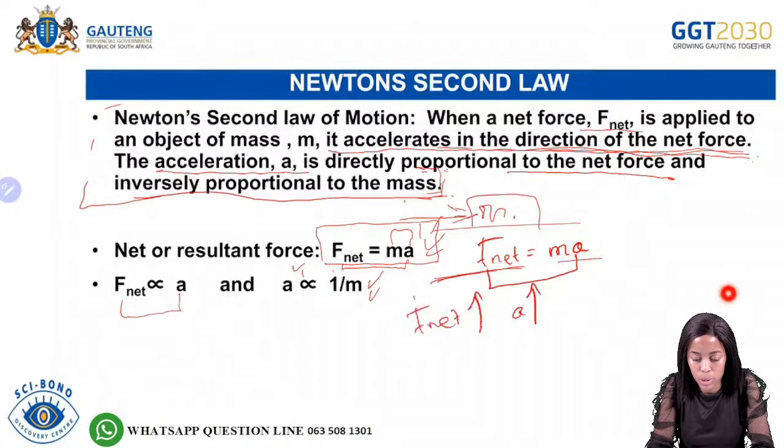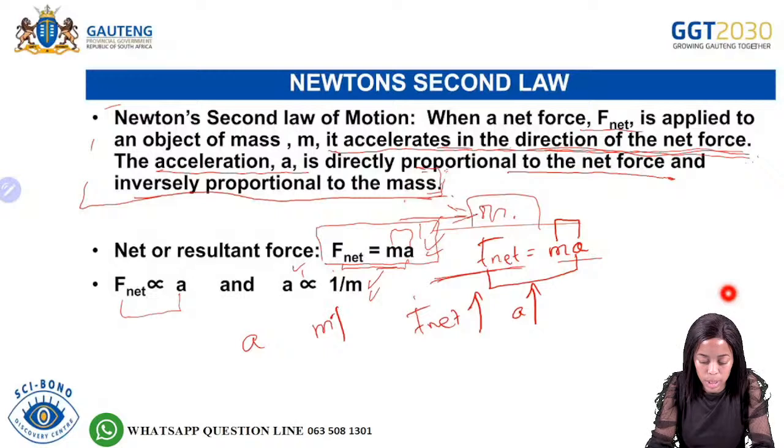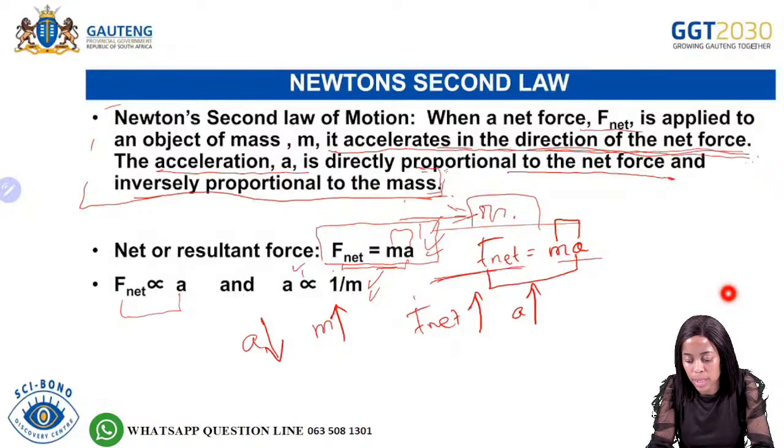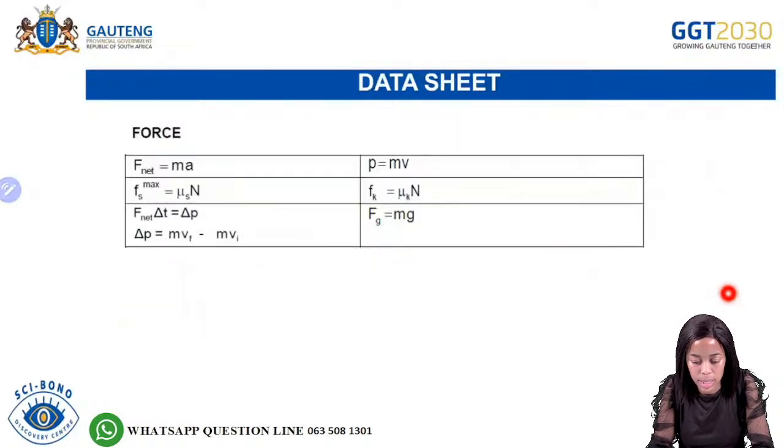And then again, according to the definition, the acceleration is inversely proportional to the mass of the object. So this very same acceleration is inversely proportional to the mass of the object. So as you increase the mass of the object, then the acceleration will do what? The acceleration will decrease.